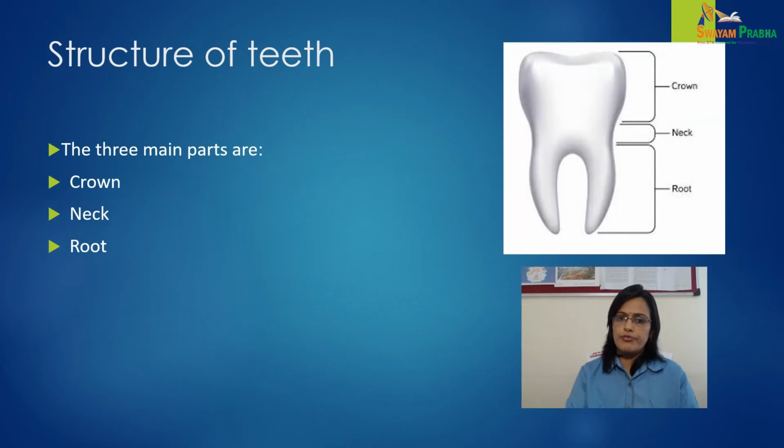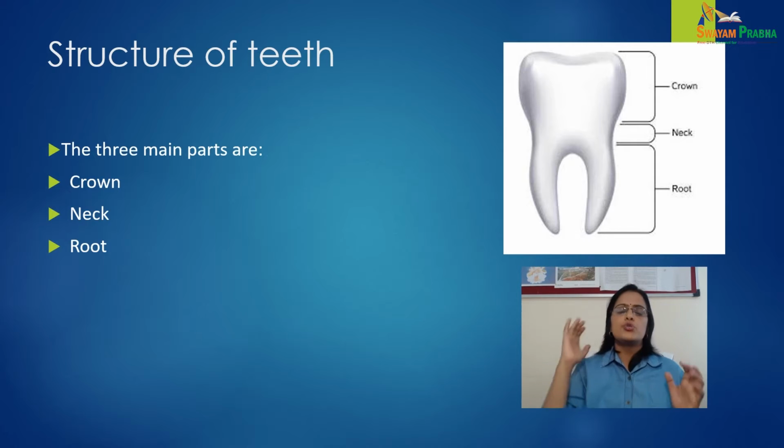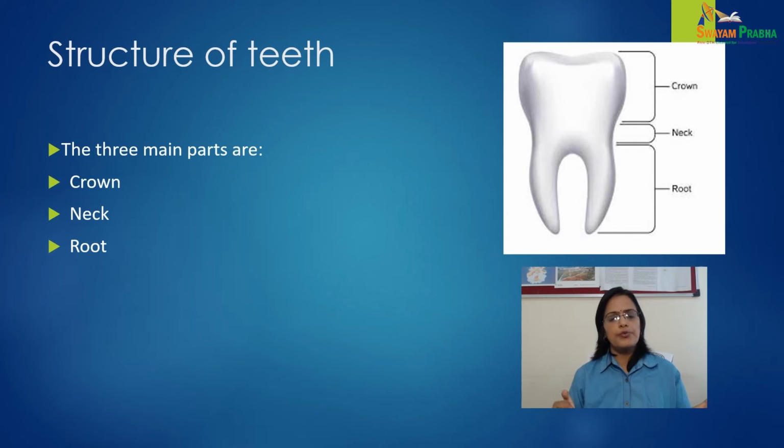So next we will move to the structure of teeth. Dear students, this question is very frequently asked in the examination: the structure of teeth, which you have to discuss. It has three main parts, basically crown, neck and root. Always remember, if the structure of a tooth is asked, it has the crown, which is above the gum, the neck and the root. We will see them one by one.